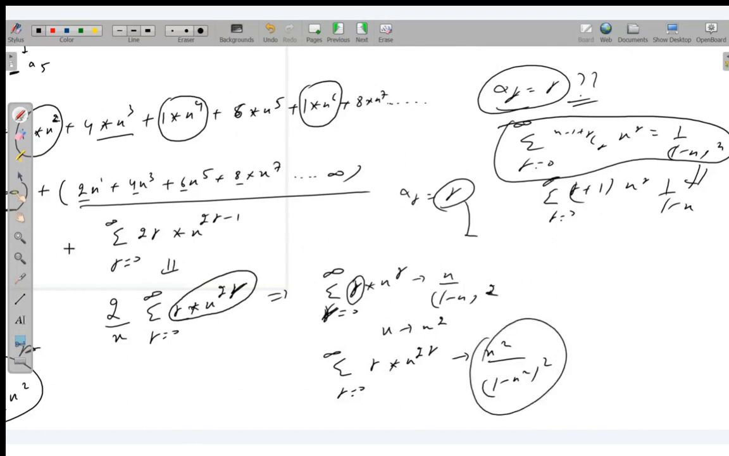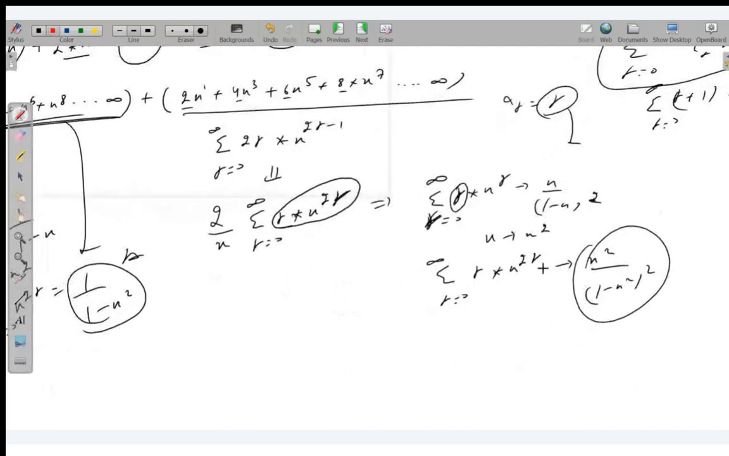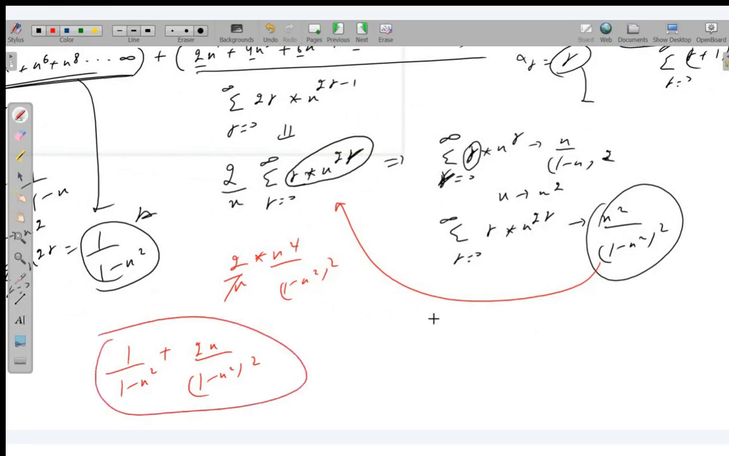Now everything is over. So what we are going to get? I will put it here. 2 upon x into x square upon (1 minus x square) whole square. So this is gone. So what we have got is 1 upon 1 minus x square plus 2x upon (1 minus x square) whole square. This is my final answer.